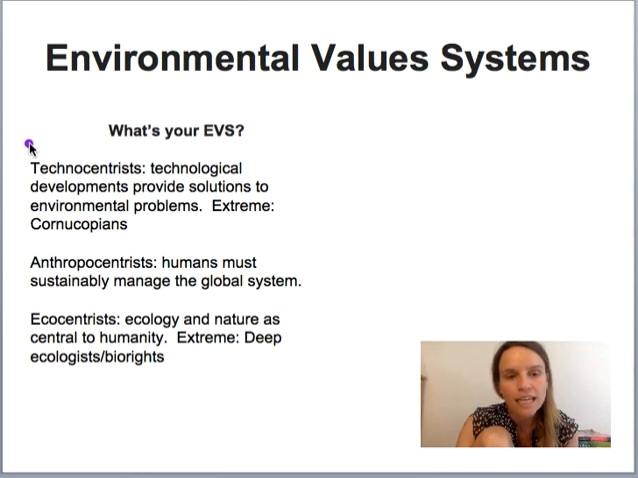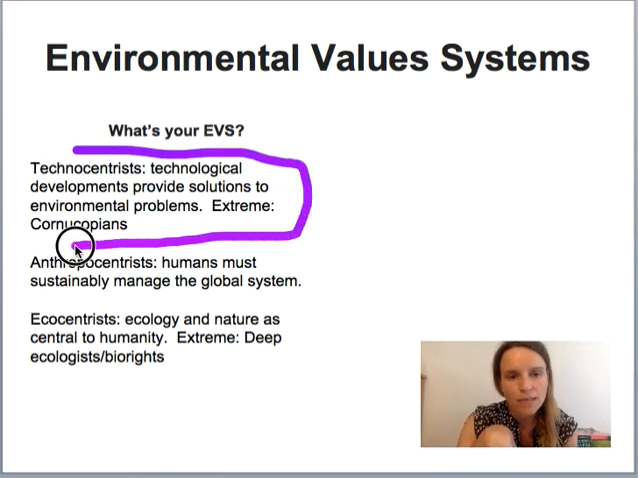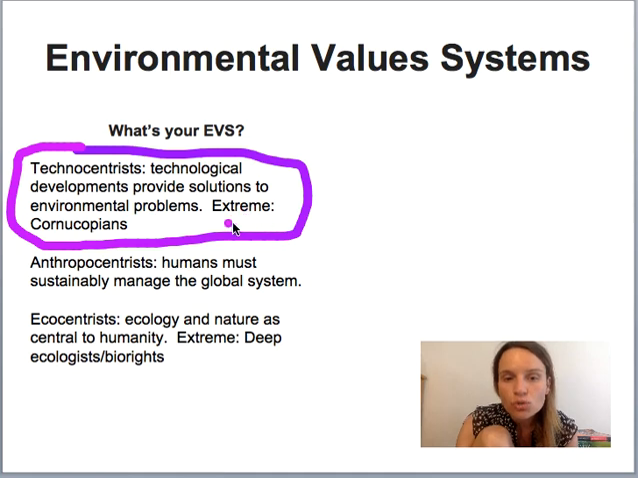The first thing that we can talk about are technocentrics. A technocentric is someone that believes technological developments provide solutions to environmental problems. The extreme view of a technocentric is someone called a cornucopian, someone that believes that with technological advances, we have all of the resources we need on the planet for all of the people that could ever live here to exist. A cornucopia of resources for a cornucopia of people.